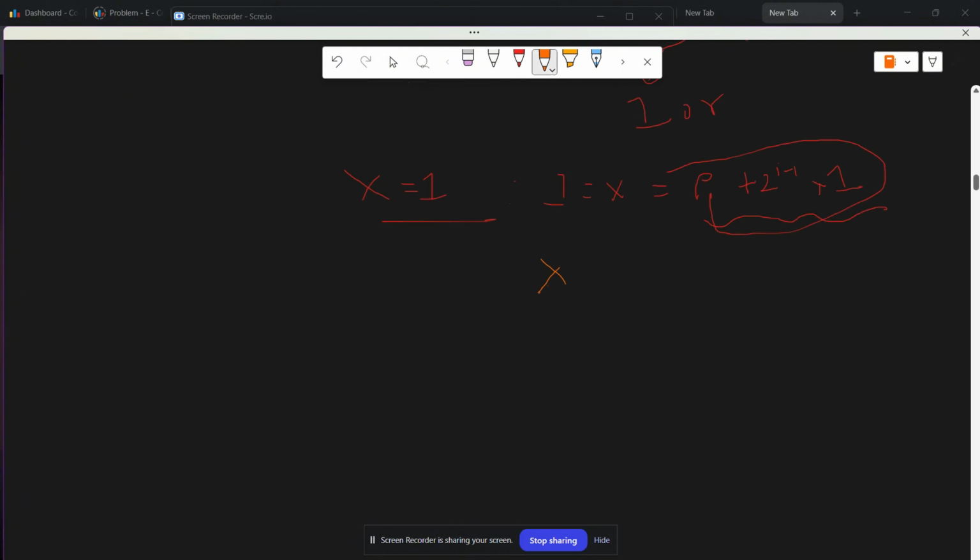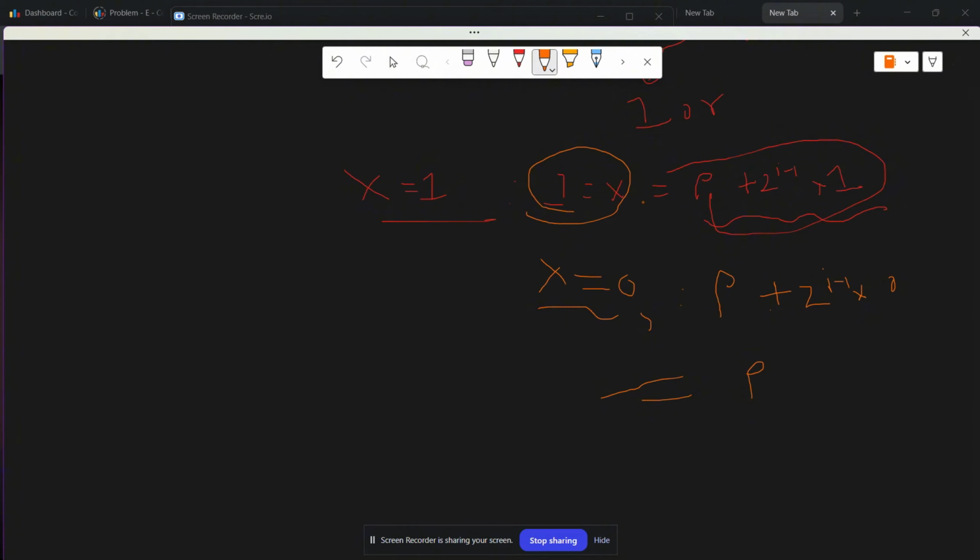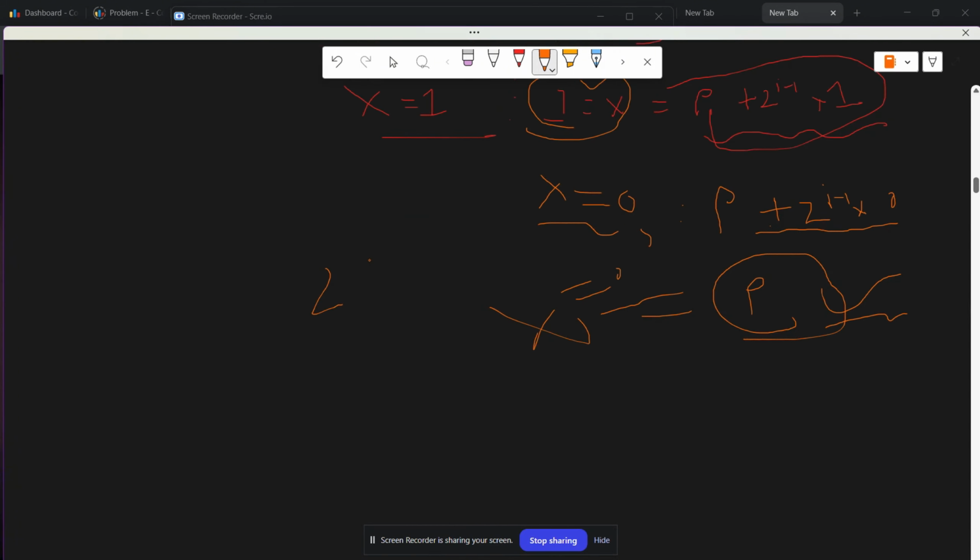Now for all the cases where x was 0, the remainder will look like this: 2 plus I minus 1 into 0. That means p. So for all those numbers where the ith bit is 1, we have got the remainder p plus 2 into I minus 1. And for all those places where the ith bit was 0, we have got the remainder as p only. So we have got two different remainders for the specific 2 raised to I.